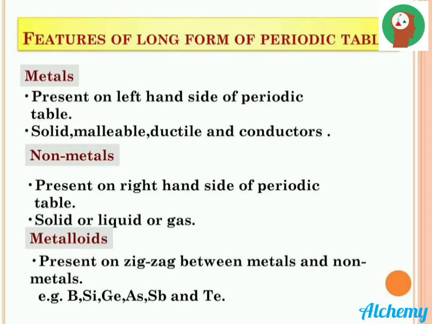Metals are present on the left side of the periodic table. They are solid, malleable, ductile and good conductors. The nonmetals are present on the right side of the periodic table. They are solid, liquid or gas. Metalloids are present in the zigzag area between the metals and nonmetals. Examples are boron, silicon, germanium, arsenic, antimony and tellurium.